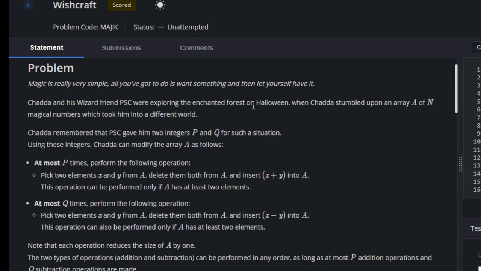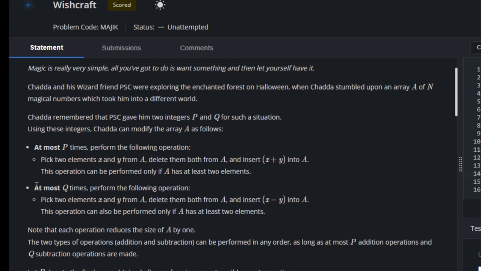Chadda remembered that PSC gave him two integers P and Q for such a situation. Using these integers, Chadda can modify the array as follows: at most P times, perform the operation with two elements x, y, delete them from A and insert x plus y into A. This operation can be performed only if A has at least two elements. And what we can do at most Q times.